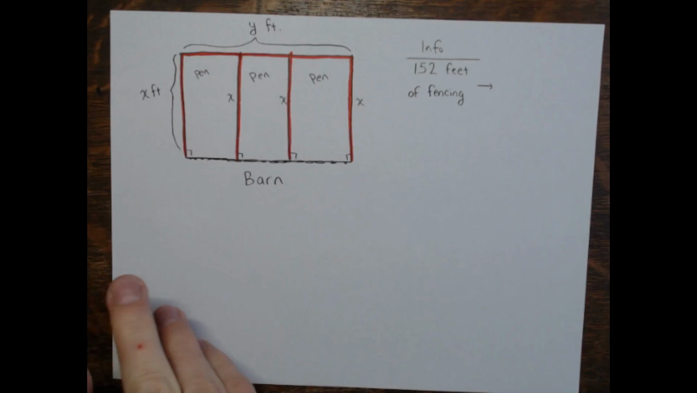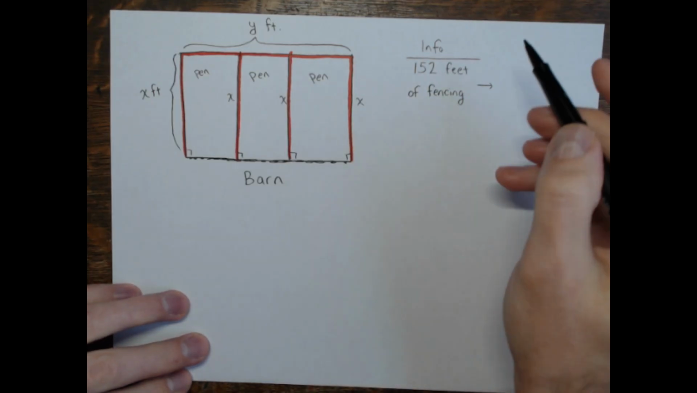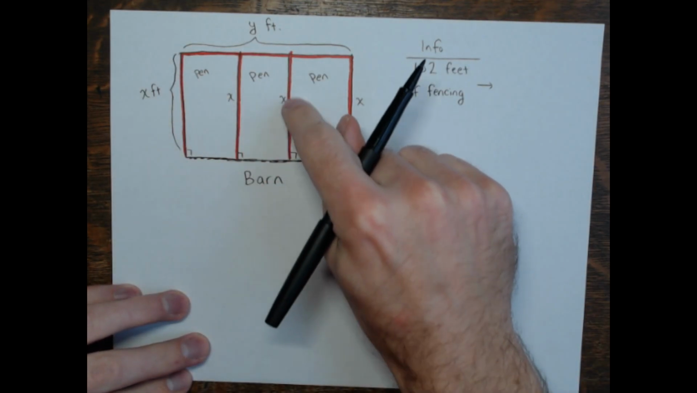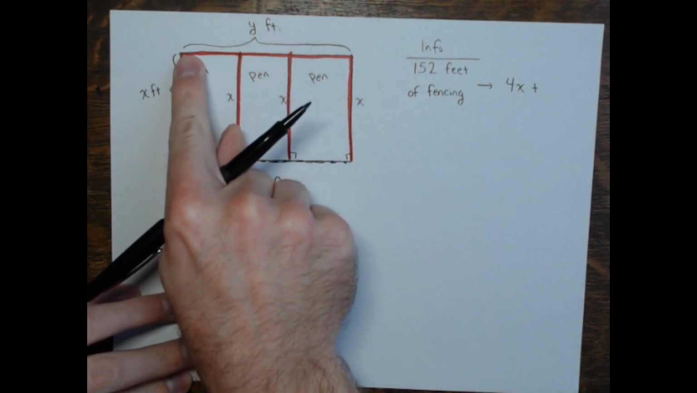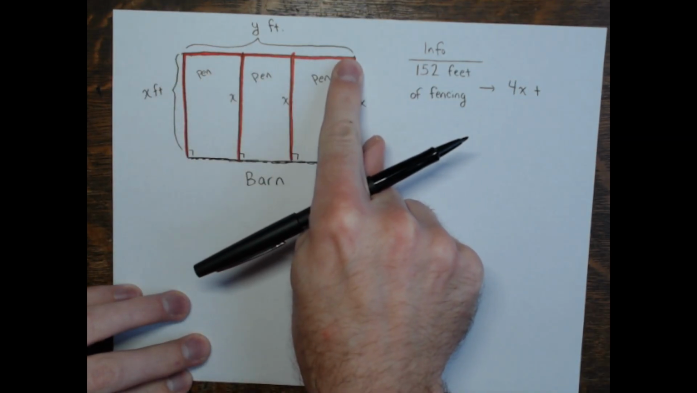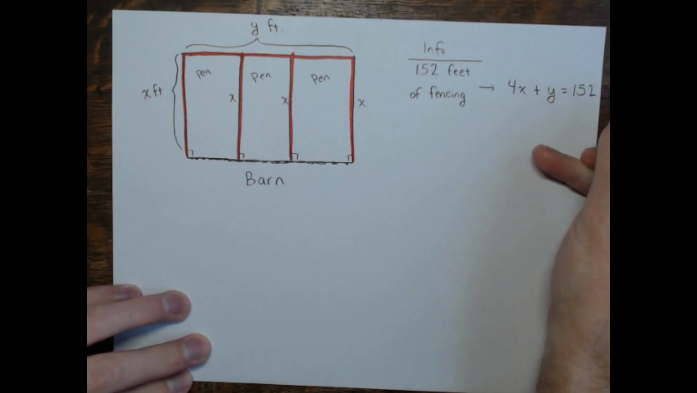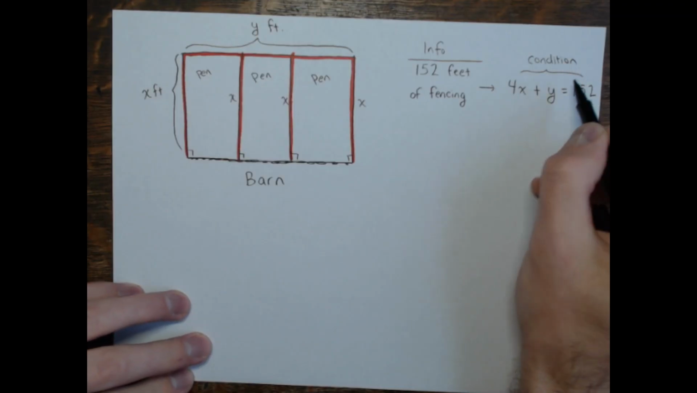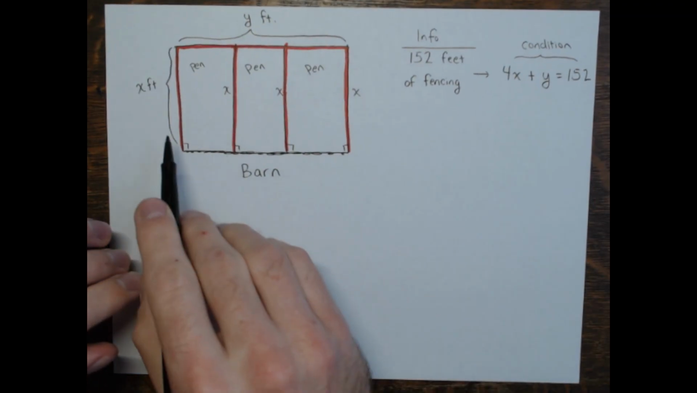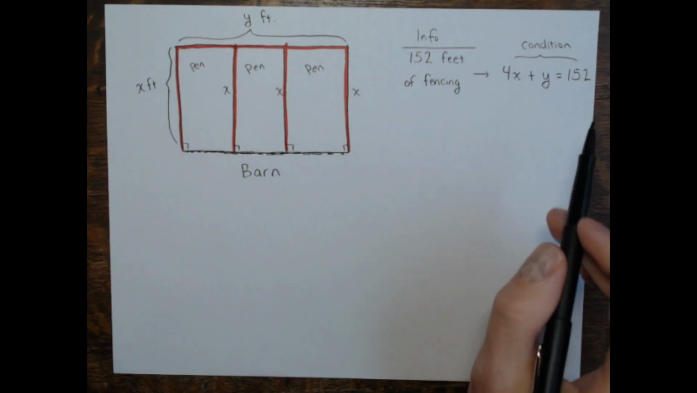Y feet across. So to make a little equation involving X and Y, and then our information here, I had 4 of these X feet pieces, right? So 4X, and then add to that this Y foot piece parallel to the barn, right? That should be 152 feet, right? So you might call this a condition or some sort of restriction on X and Y, that whatever I make X and Y, they have to satisfy this condition.